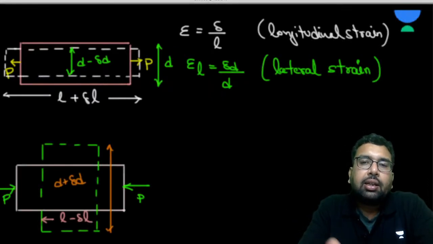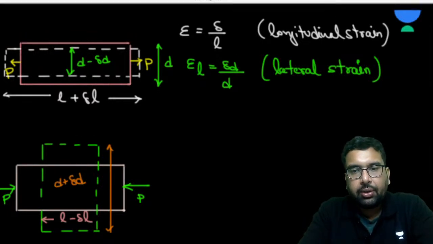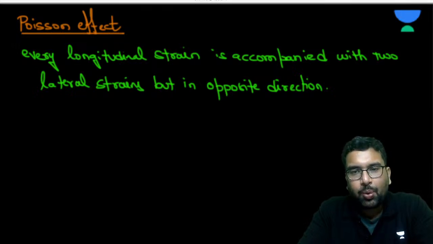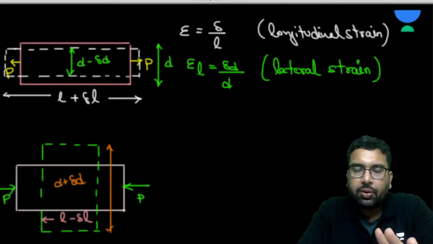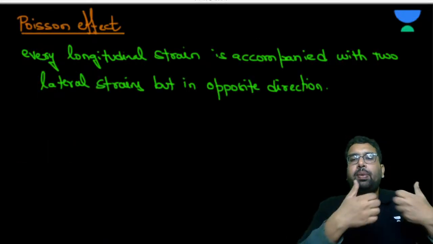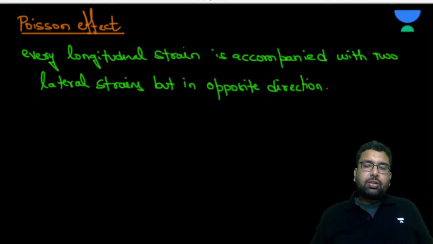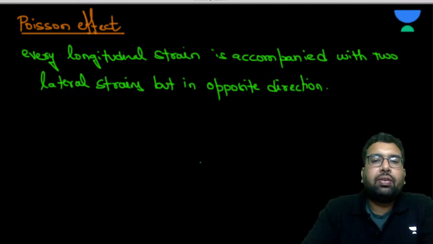That means if the longitudinal strain is positive, the lateral strain is negative, or vice versa. Like in the second case, the longitudinal strain is negative because it is contraction. The lateral strain is increasing, that is positive, that is elongation. So the Poisson effect says that every longitudinal strain is accompanied by two lateral strains, but in opposite direction. If longitudinal strain is negative, the lateral is positive. And this is what we see regularly. If we pull something, its length will increase and its cross section dimensions will decrease. If the length is decreased, its cross section dimension will increase. So we have this Poisson effect, and in 3D, see how to understand this.